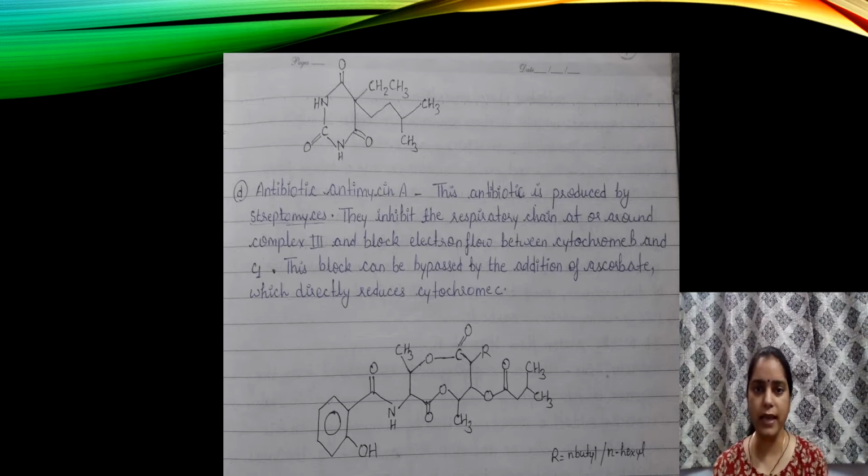Then the next one is the antibiotic antimycin A. This antibiotic is produced by streptomyces. It inhibits the respiratory chain at or around complex 3 and blocks electron flow between the cytochrome b and c1. This block can be bypassed by the addition of ascorbate, which directly reduces cytochrome c. So any inhibition with this antibiotic antimycin A can be bypassed by addition of vitamin C or ascorbate. Okay, so this is the structure of antibiotic antimycin A.